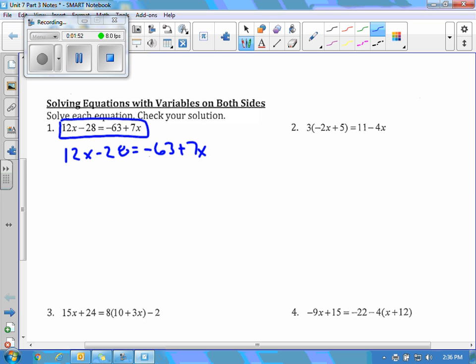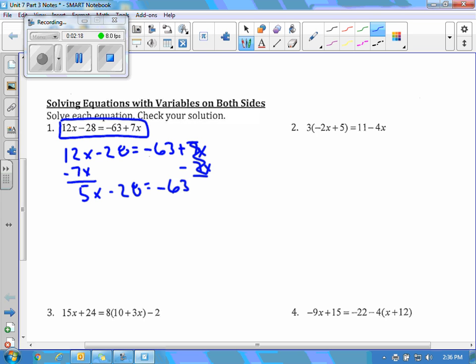So for this problem, I'm going to show you a couple different ways you could do this. Okay, remember, I want variables on one side, constants on the other. So one way I could do it is to subtract 7x from both sides. Okay, when I do that, I wind up with 5x minus 28 equals negative 63, because those wash out. So the point of that was that I got the goal of getting all my variables on one side. The x's are all on the left.